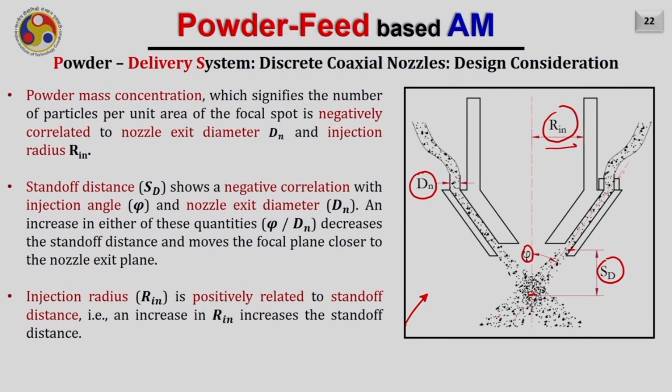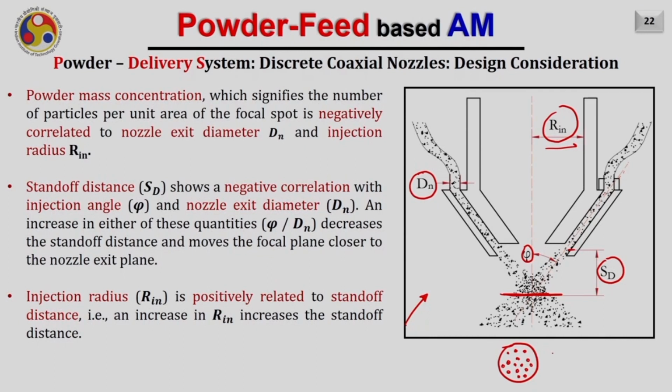Now let us discuss how these parameters, corresponding to the design or the geometry of the nozzle, affect different process parameters, such as the powder mass concentration, which signifies the number of particles per unit area at the focal length. If I just take this cross section, its top view will be something like this. How many particles there are will tell us the mass concentration. If there are more particles in this cross section, of course, the mass concentration will be more, and if it is less, the mass concentration will be less.